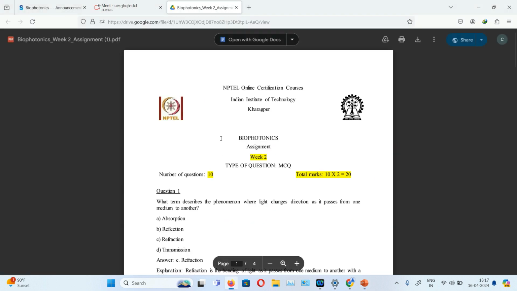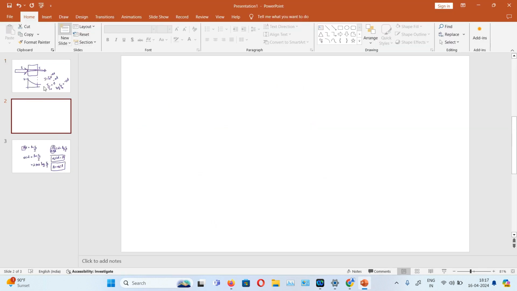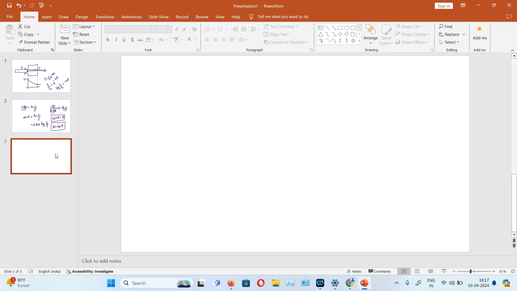That is the case for absorption. Now reflection. What is reflection? Reflection is the phenomenon in which light gets reflected when it hits a medium. When it is hitting the surface, the light beam is coming and hitting a plane surface. What happens? At the interface, light gets reflected.